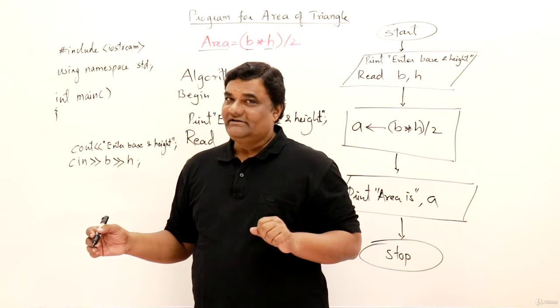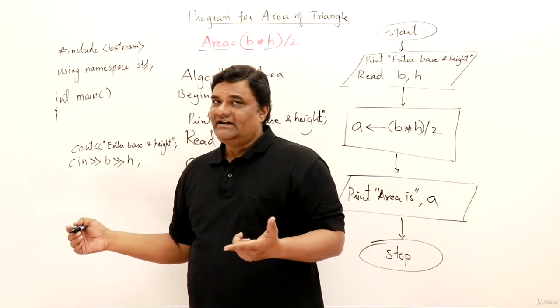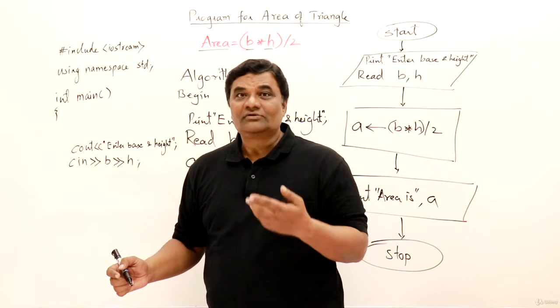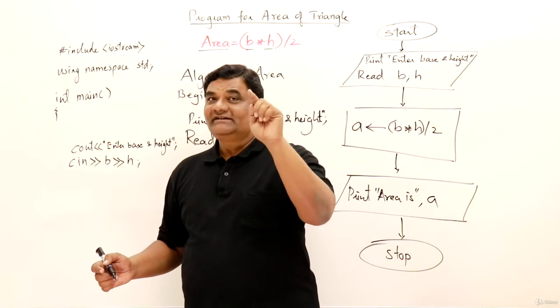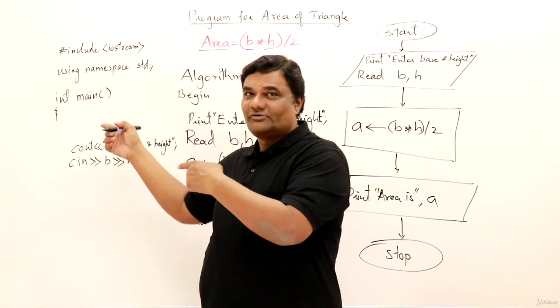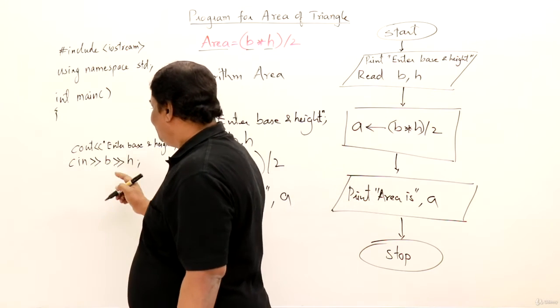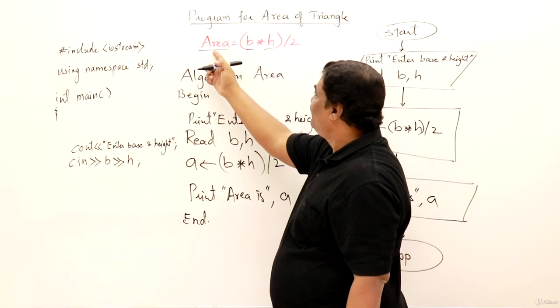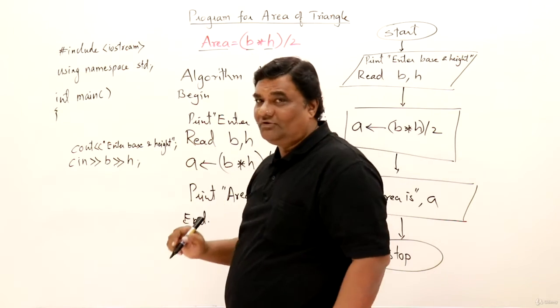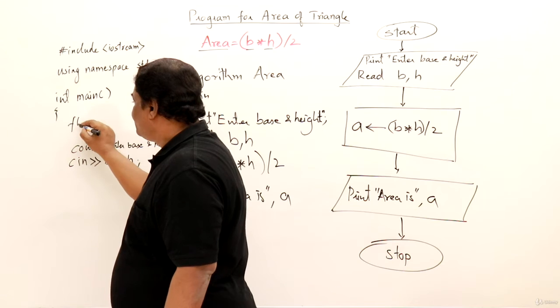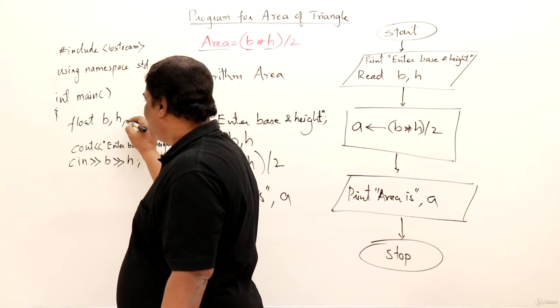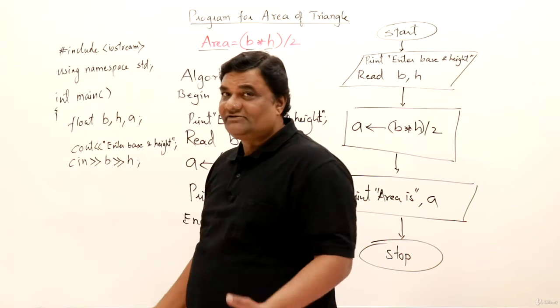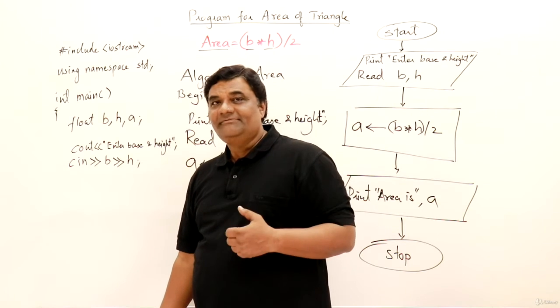Now next important thing, this B and H, what are they? Variables. So in a C++ program, you must declare the variable first. So okay, let us go back to the top and declare the variables. Which type of variables do we want here? See, this result should be a float. So let us make everything float. So I will declare them as float base, height and area. So I have three variables, all of them of type float.